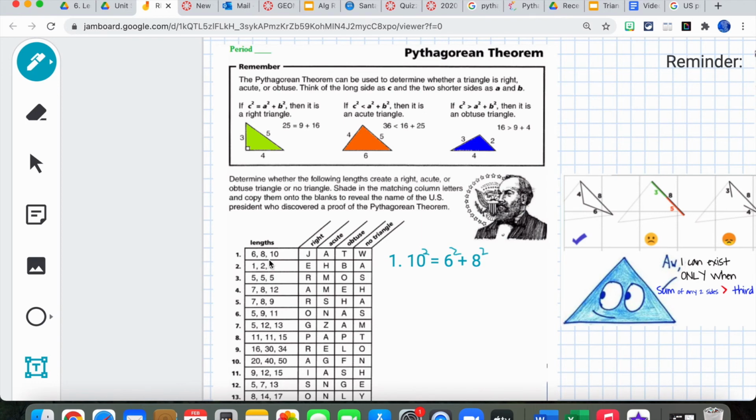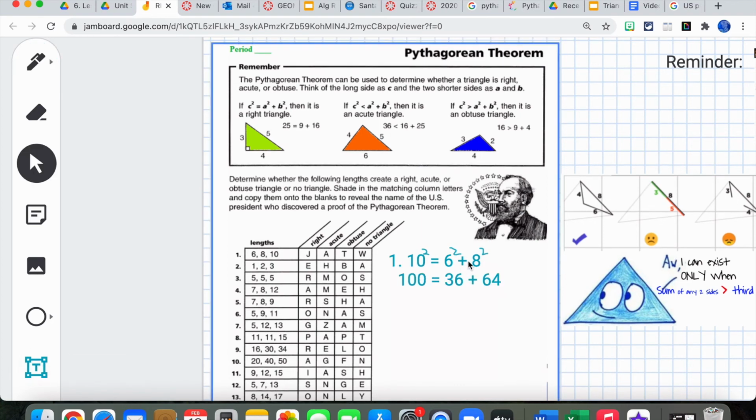I'm going to go ahead and start off with the longest side, which is 10, and 10 would be my C. 6 and 8 can be put in for A and B, and it doesn't matter which one. 6 can be first, or 8 can be first, plus 6 squared. I'm going to go ahead and simplify. 10 times 10 is 100, equals 6 times 6, 36, plus 8 times 8, 64. Try to line up your equal sign.